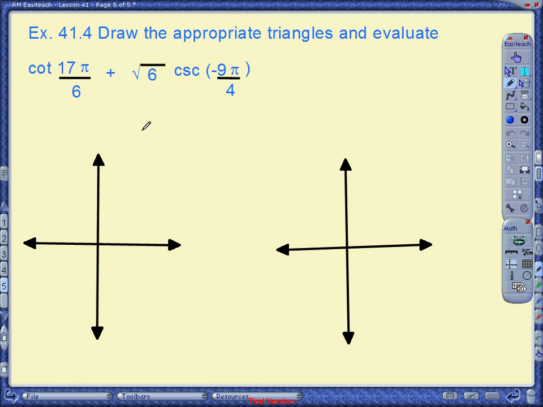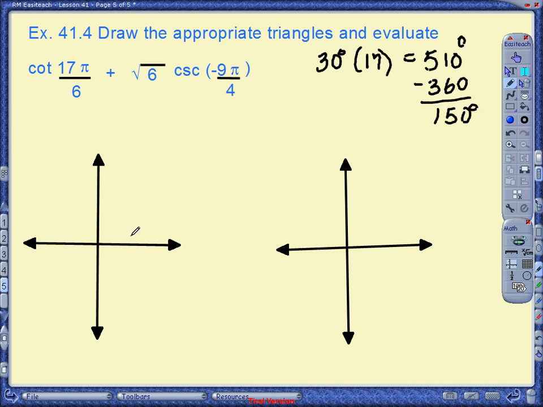And 5. Another angle in radian measure. Pi over 6 is equal to 30. 30 degrees times 17 is 510 degrees. And we'll subtract 360, and we get an angle of 150. That is located in the second quadrant.